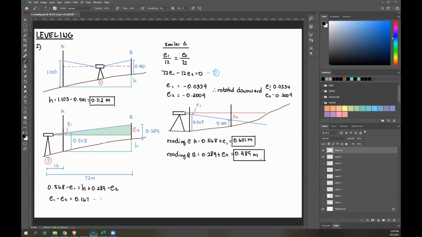Do you have any questions for 1 and 2? Please answer in the chat. Ma'am, bakit po 12 at 72? Multiply both sides by 72 and 12. You'll get 12E1 minus... okay, tama. You'll get 72E1 equals 12E2. Therefore, 72E1 minus 12E2 equals 0.